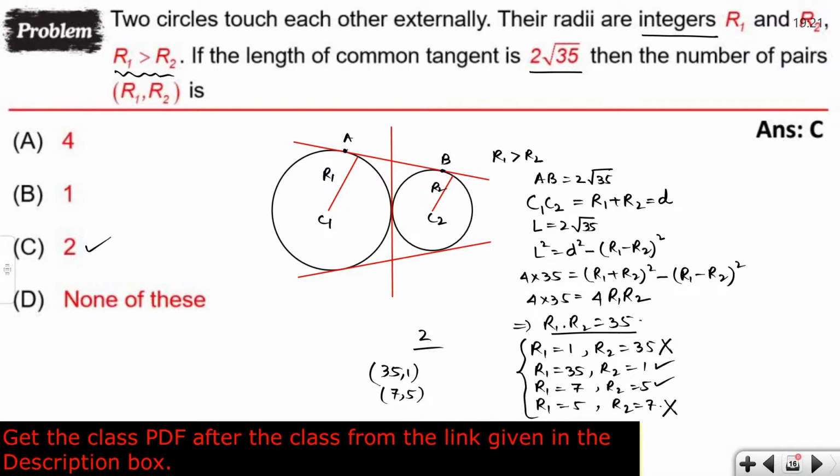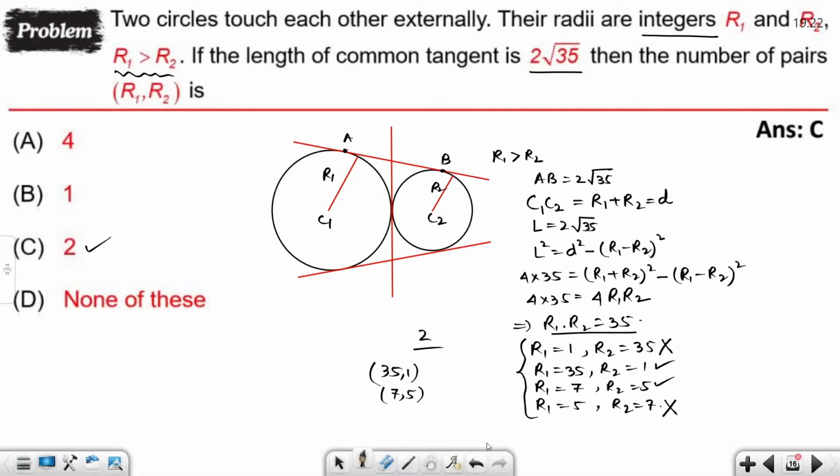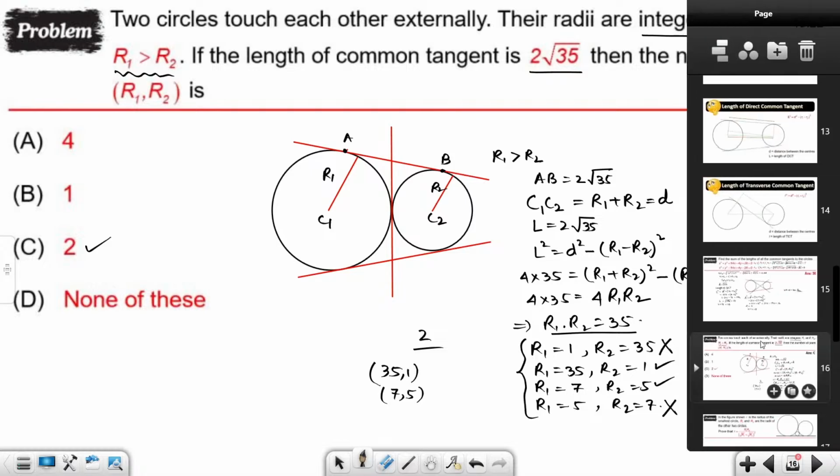I hope it is clear to all, right? It is all simple. I have simply applied the condition for which 2 circles will touch each other. That's it. Nothing else I have done here. Okay, let's move to the next problem.